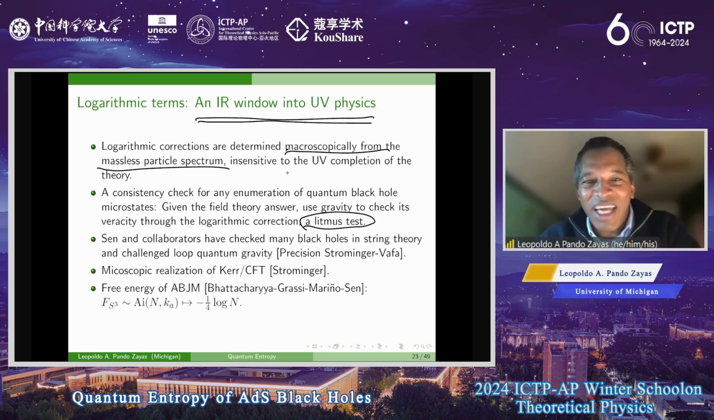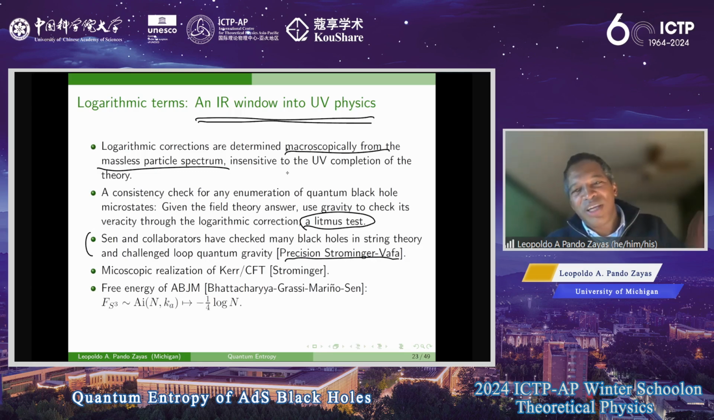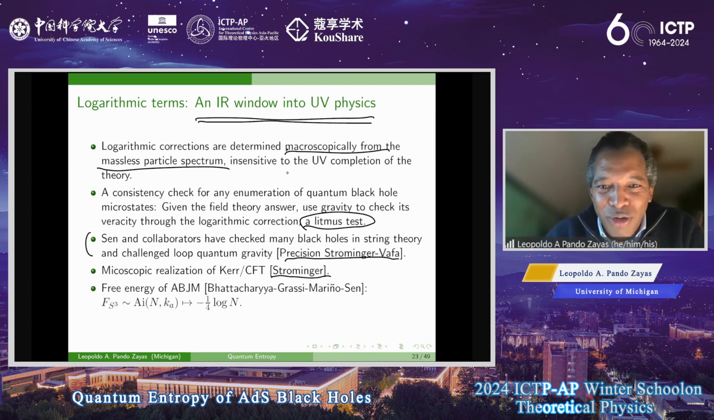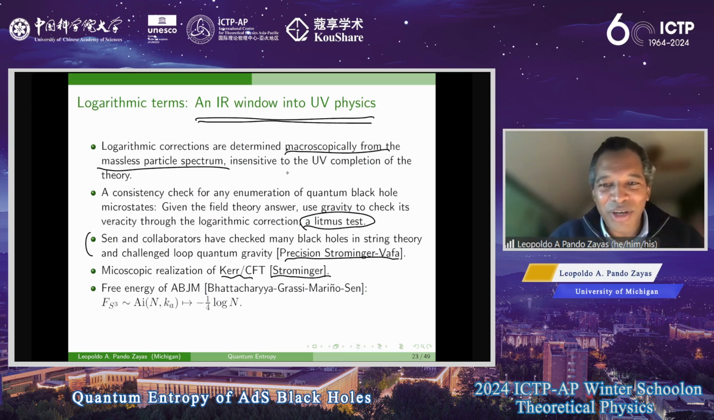All right. And again, this has been used before by Sen and collaborators to do precision computation in the Strominger-Vafa black hole. It was used by Strominger and collaborators to test the Kerr/CFT beyond the leading order, and also more recently by Ashok Sen and other collaborators, the free energy of some field theory in AdS/CFT.